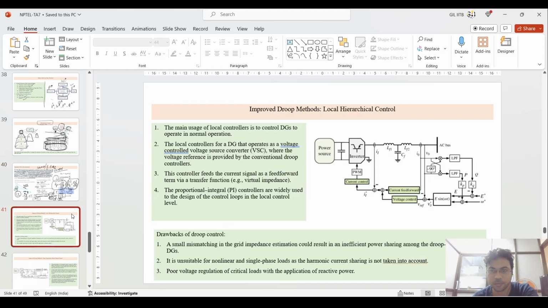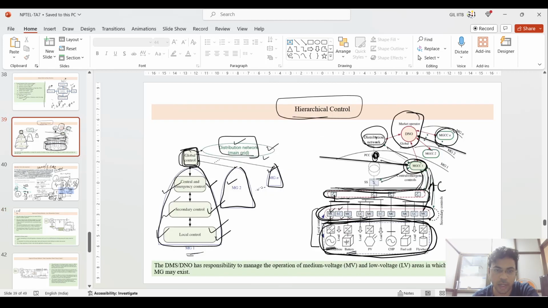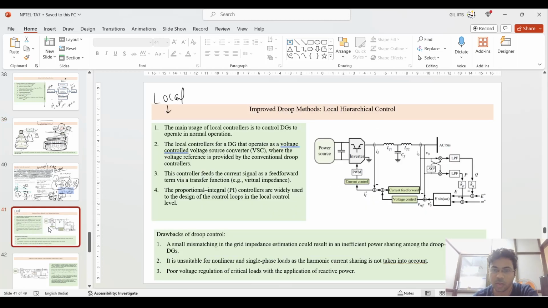Coming to this local control, what I have told you is that you have the local control. Above that you have certain other control, that is the secondary control, central and emergency control. We will study this hierarchical control. So coming to this local control, secondary control. Okay.